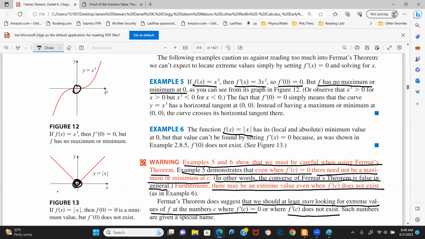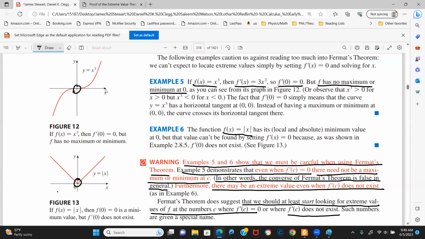Because you could have, like in the case of the absolute value, this point right here, where the derivative doesn't exist, but you still have a minimum. So to find extrema, local minimum or maximum, this tells you that you should at least start looking at those points where you have zero derivative or the derivative does not exist. It's not guaranteed to have a minimum or a maximum there, but that's where they could be.